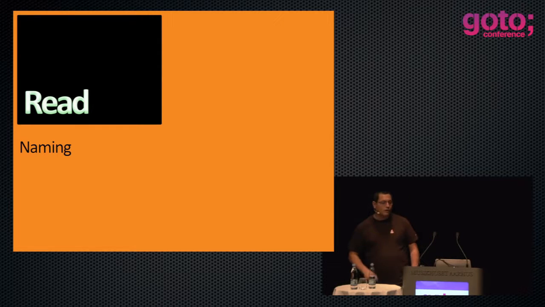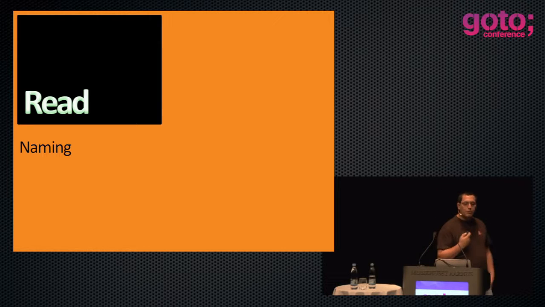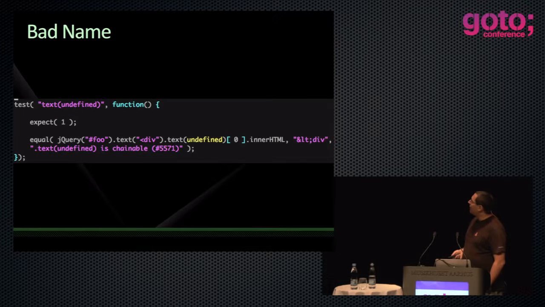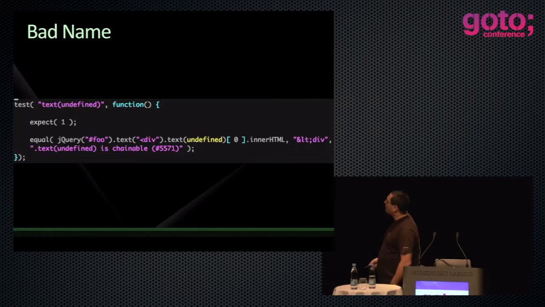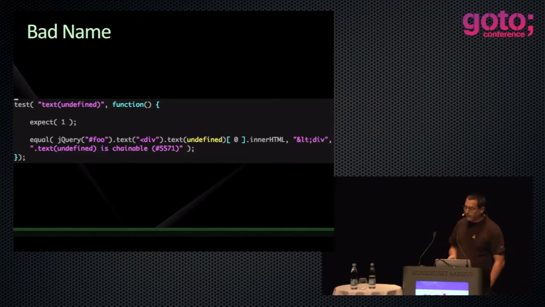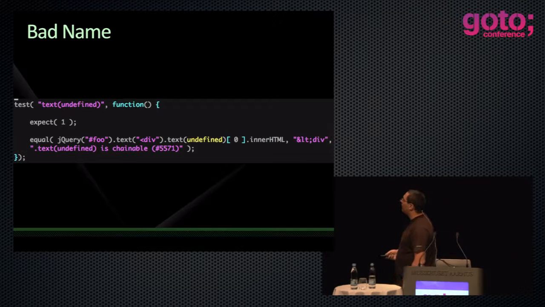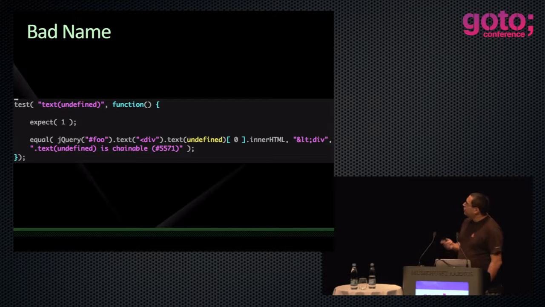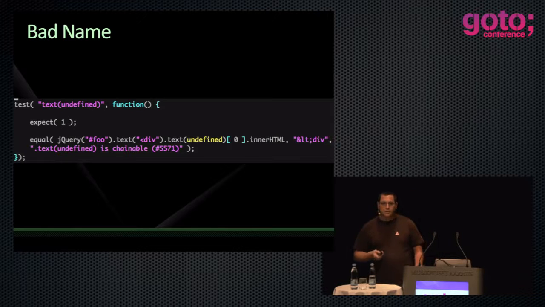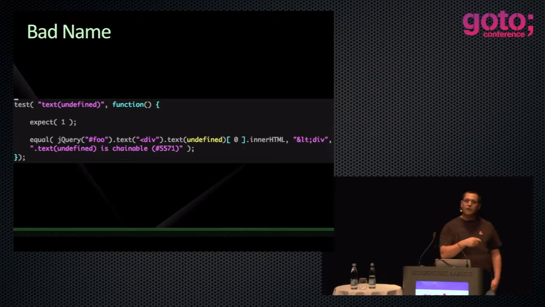What about naming? Well, naming is one of the things that I think people really miss the most. In this case, we have a test for text with an undefined. And then at the end, notice that there is a message. The last parameter of the equal is what to print out if the test fails. And notice the message, text undefined is chainable. Of course, this is a bug fix, but then my question is, is chainable the bug or is chainable the fix? Which one of them is the important one? Should it be chainable or should it not?